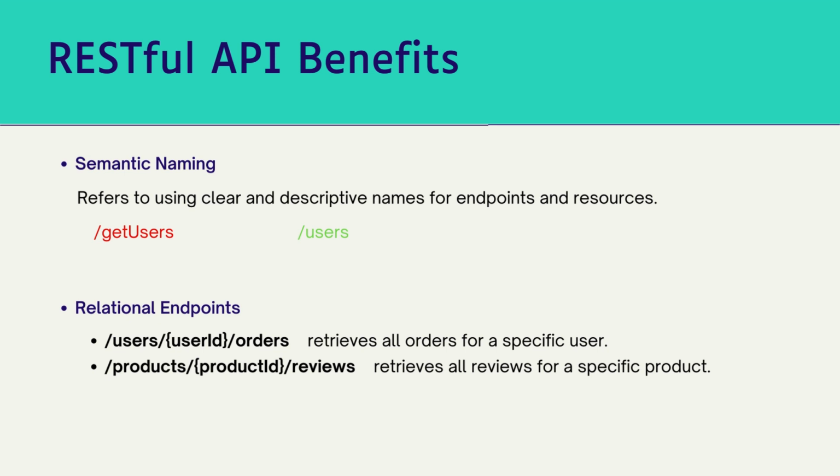Relational endpoints enable easy navigation and access to related resources, promoting better data organization and clarity. The first endpoint retrieves all orders for a specific user. The URL includes users and orders with a specific user ID. And the second one retrieves all reviews for a specific product. The URL includes reviews, products, and a specific product ID.